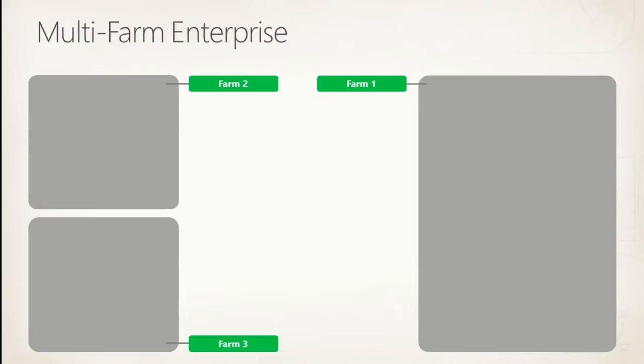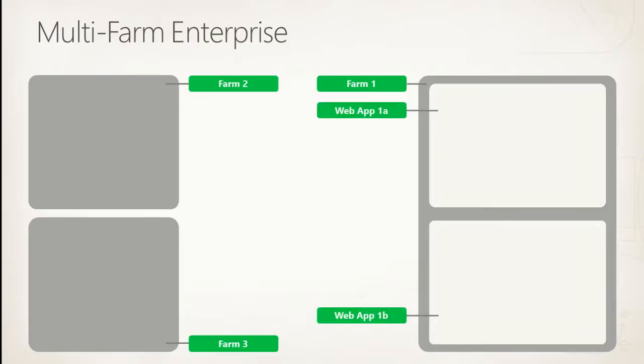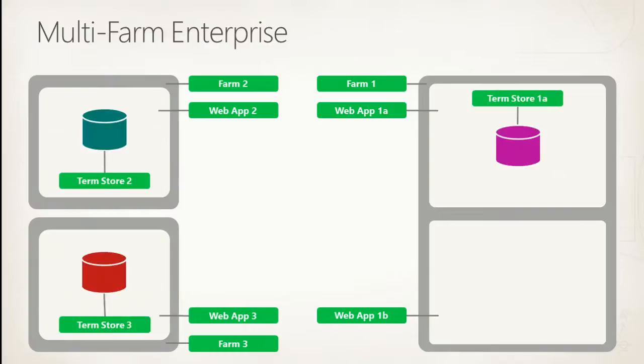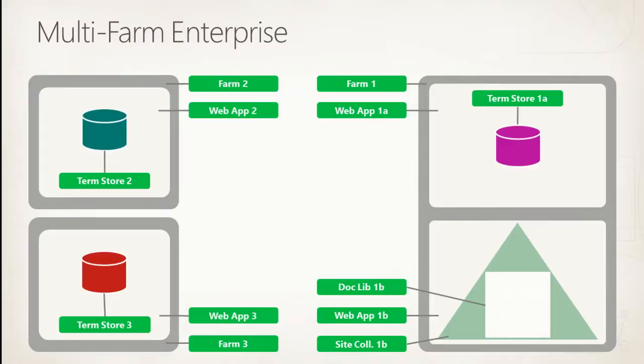Okay, and I'll give you one more diagram just because this is classified as an IT pro session. So you might have a multi-farm enterprise. Let's say, for example, you have an HR system in one farm, and then you have your corporate taxonomy in another farm, and then you have something local, but we have, say, 2 web applications on our local farm. And then we have term stores in the different web applications.